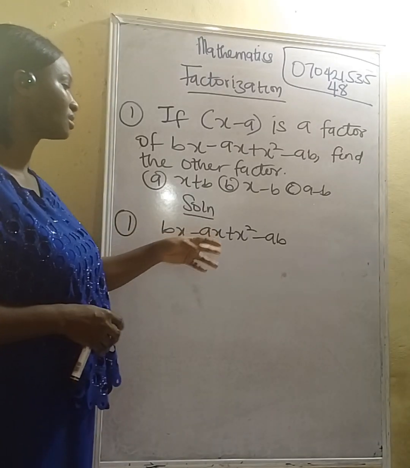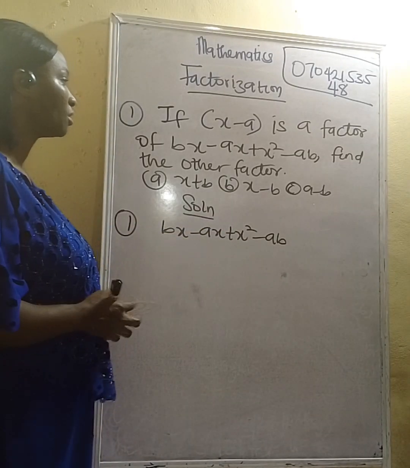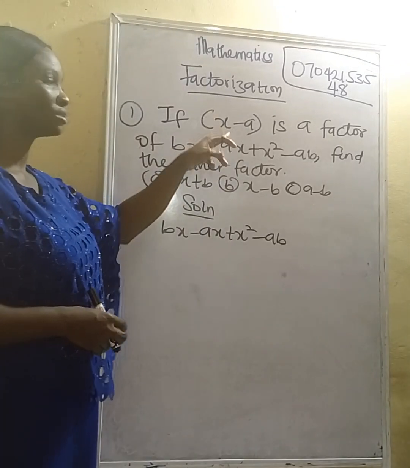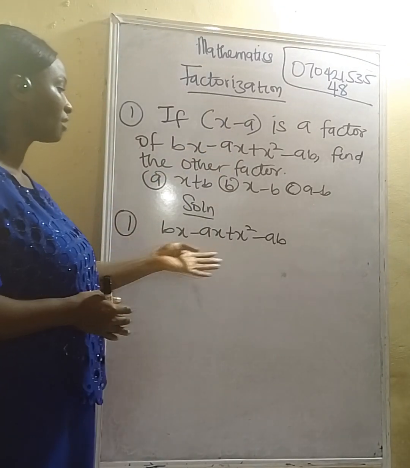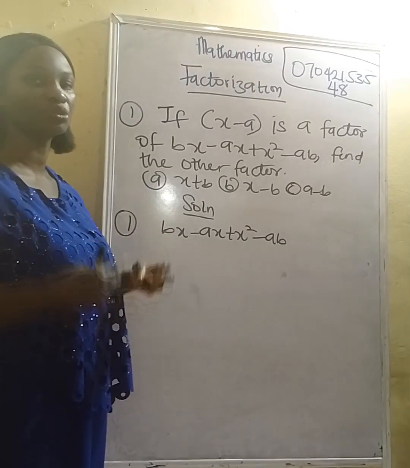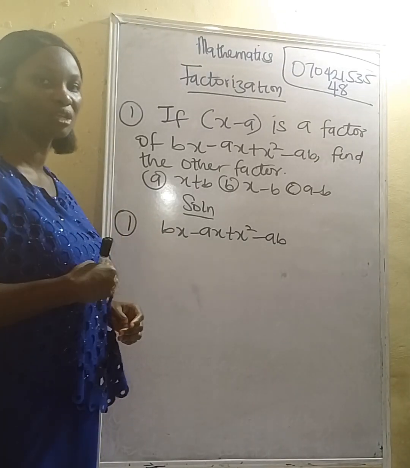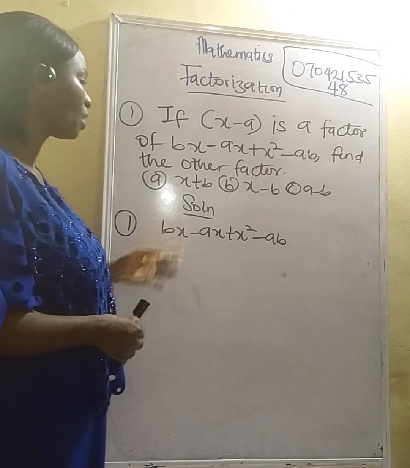Now we have bx minus ax plus x squared minus ab. So now we have to find the other factor. We're given the first factor, so we want to find the second factor. Whenever you're having an equation like this, you must get two factors. So we're given the first factor, and we want to get the second factor.